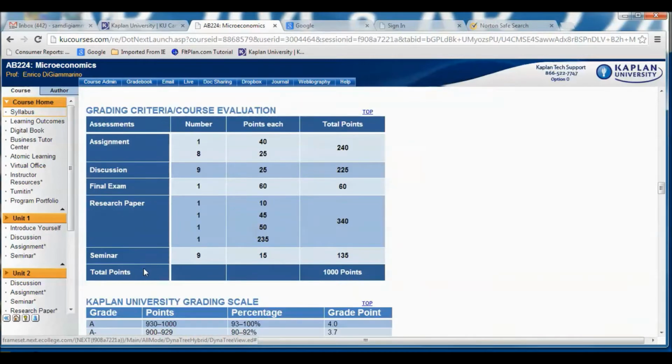More importantly, we have the grading scale. Now, there's a total of 1,000 points in this course. There are some points that are easier to get than others. So, for instance, the seminar, you get an automatic 15 points. Now, it says if you participate in the seminar, okay? But basically, as long as you show up in the seminar, I give you the 15 points.